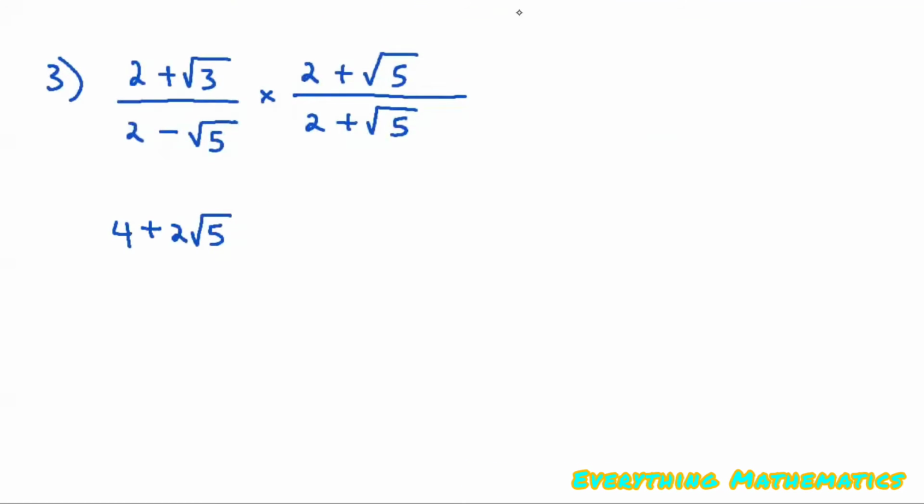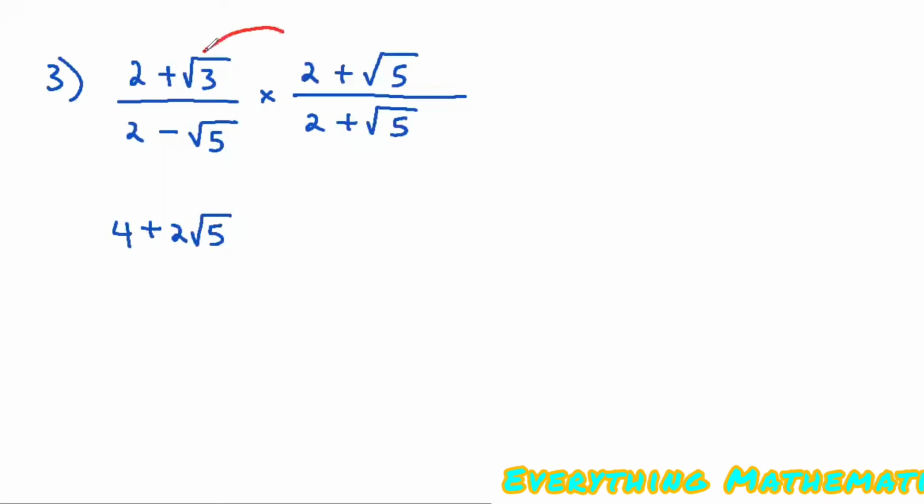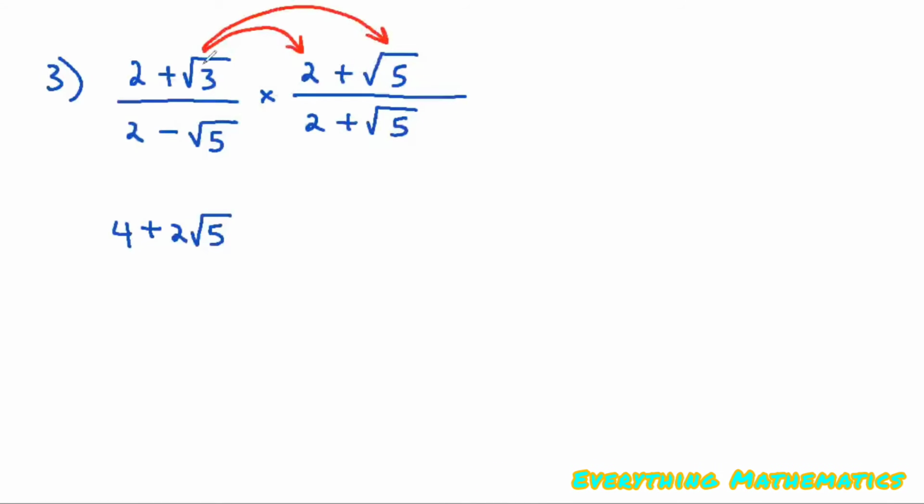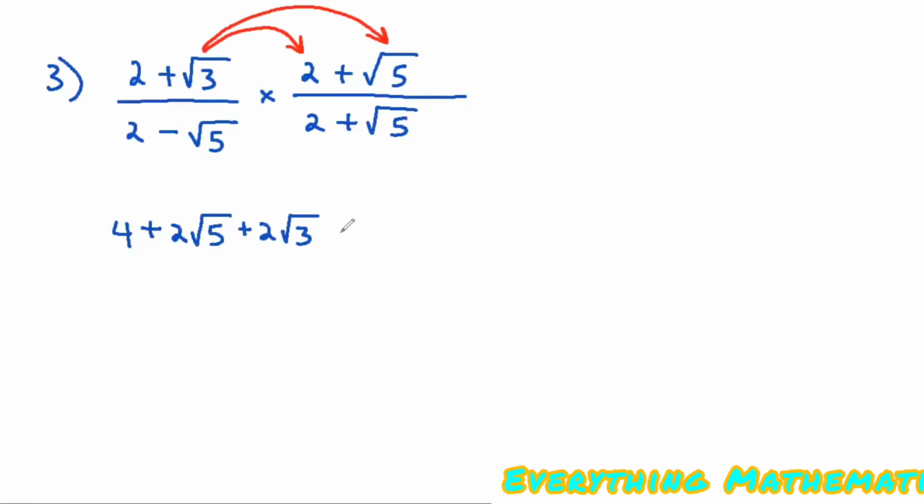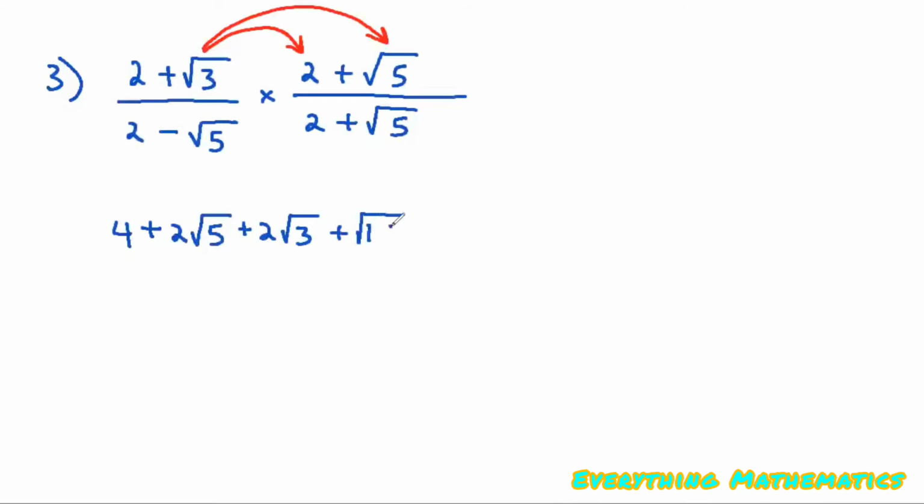Now I'm doing the same thing, but with the root 3. So I have root 3 times 2 and root 3 times 5. And notice this is positive root 3. Always pay attention to your sign. It's very important. So positive root 3 times 2, that should give me positive 2 root 3. And positive root 3 times 5, that would actually give me root 15.